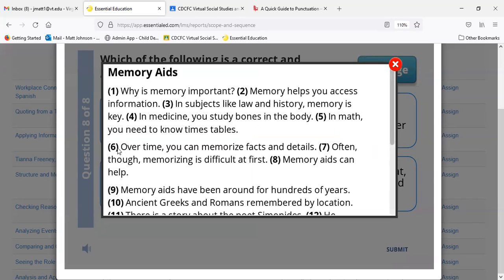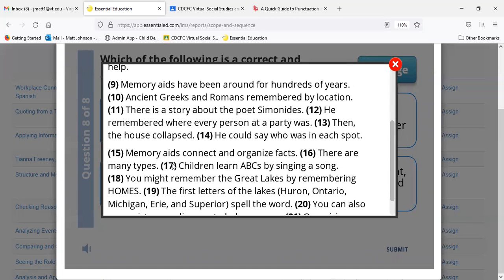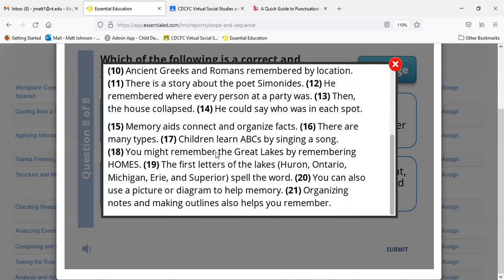Let's see here. Memory helps you access information. Subjects of thought and history is key. Details often though memorizing is difficult at first. Memory aids can help. Memory aids have been around for hundreds of years. Ancient Greeks and Romans remember by location. A story about the poet Simonides. Instead, it's clouds. Next.